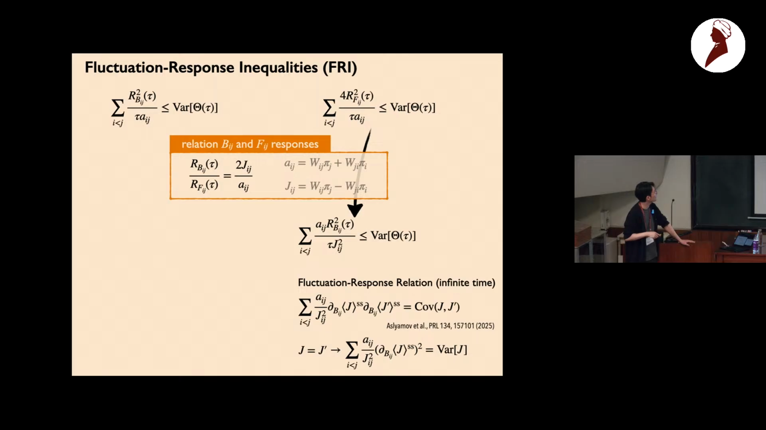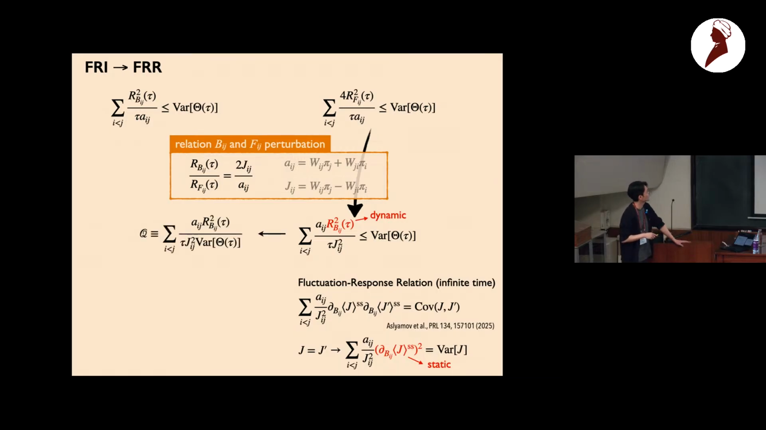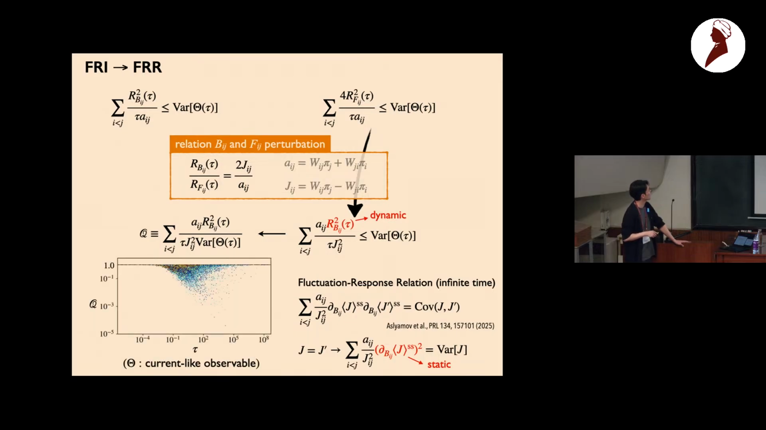So here in the previous result, if we set J equal to J prime, then this becomes a square and this covariance becomes variance. Then if we look at these two inequalities and equalities, they look very similar, right? But the essential difference is that we employed dynamic response, but they use static response. Okay, so let me numerically check whether this inequality holds or not. We can define this Q factor, and then we explicitly evaluate this Q factor, and this is the numerical result. And you see that all the data points are below this one line, so it is satisfied for any time.